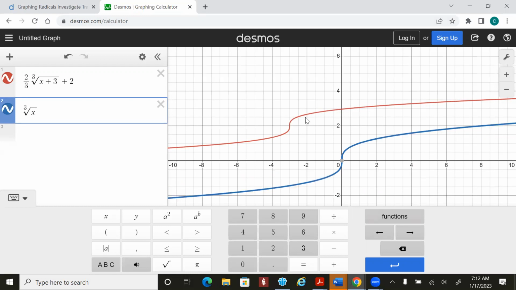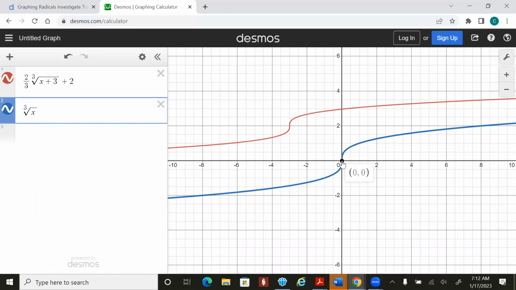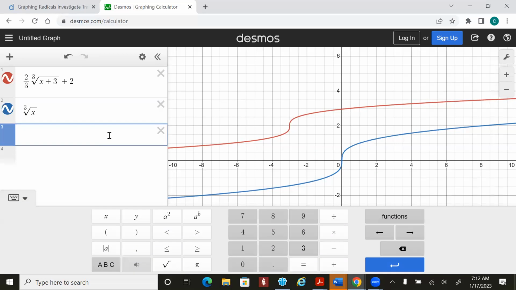From the blue to the red, what happened? Did it move up or down? It moved up, okay? And to tell how many units, we're going to look at this point compared to this point. How far up did it move? It moved up 2. So you would type on your computer up 2, and then it moved to the left, right? How much did it move over?